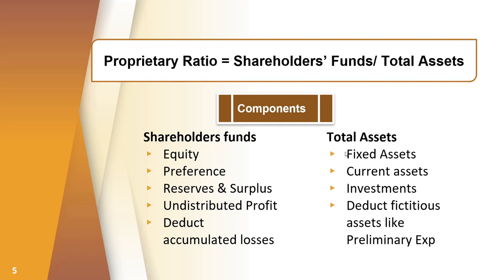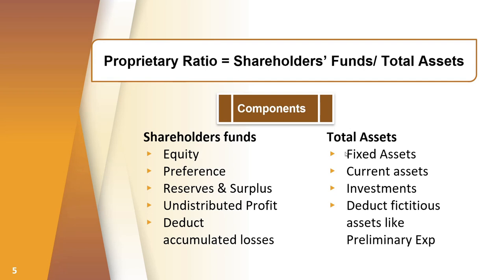The next component is total assets, which includes fixed assets, current assets, and investments. And for calculating the total assets, we have to deduct some fictitious assets like preliminary expenses, underwriting commissions, etc.